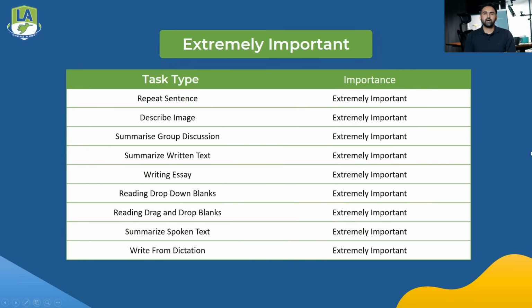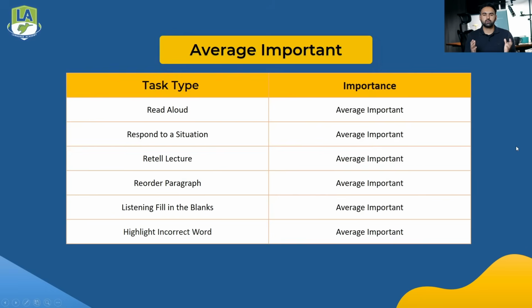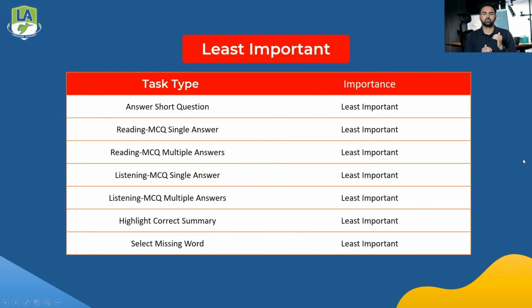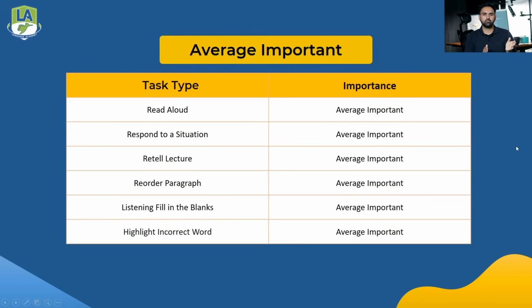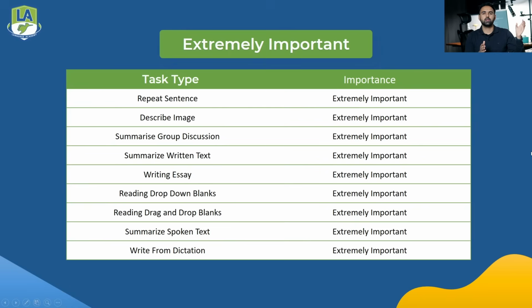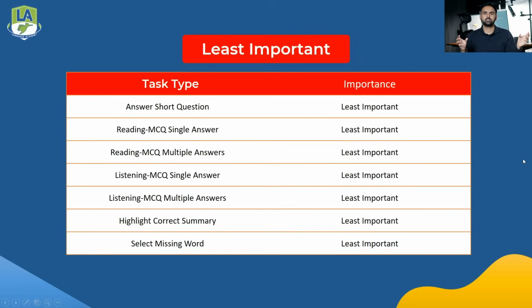So this was my analysis of the different question types and their contribution towards your PT score. I've given you three categories: the top one, highly important, the middle one, average importance, and the least important ones. Now, what is the aim behind dividing these question types into different categories? You have to focus more.